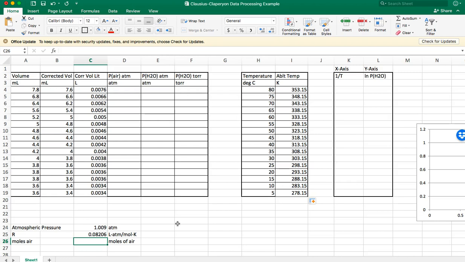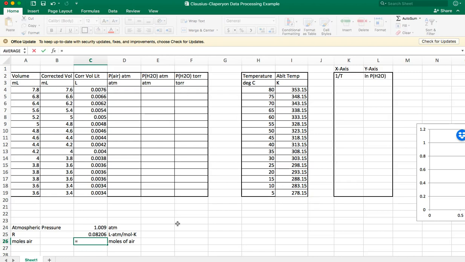It might be a little bit easier if you write down PV equals nRT so you can follow what I'm doing. I rearranged the equation so that I'm solving for moles of air, so it should be n equals P times V divided by R times T. The way I tackle this is we're just going to do the numerator first, and then we'll do the denominator.